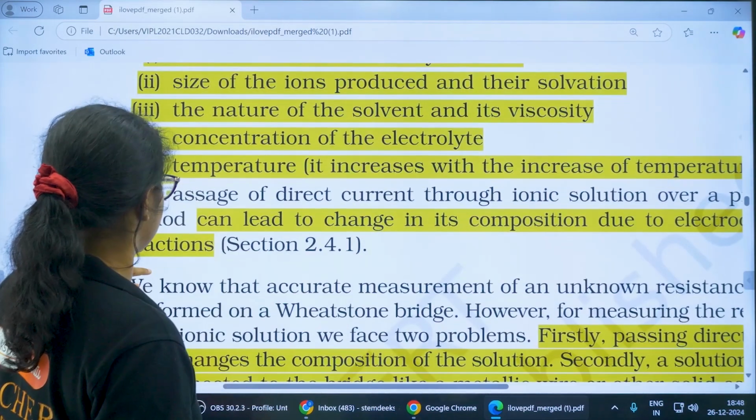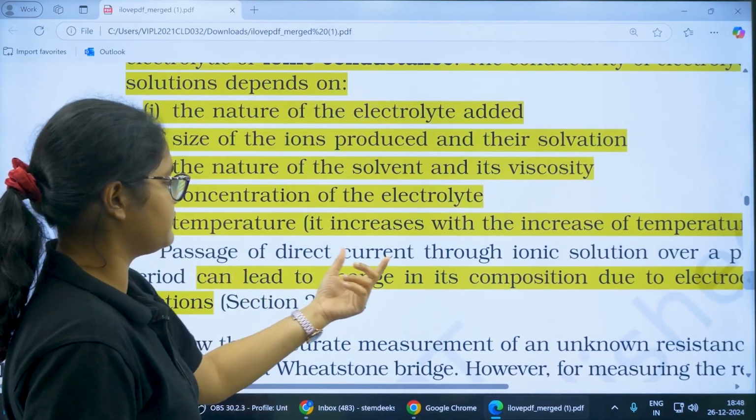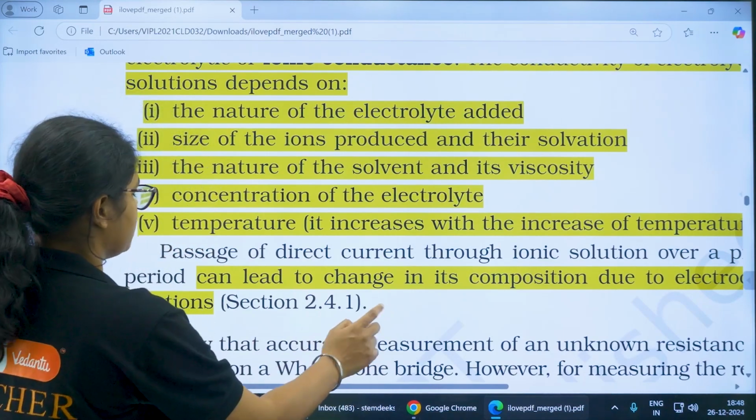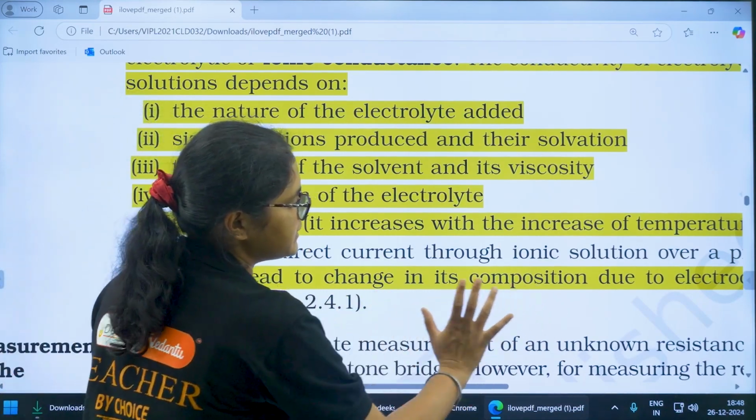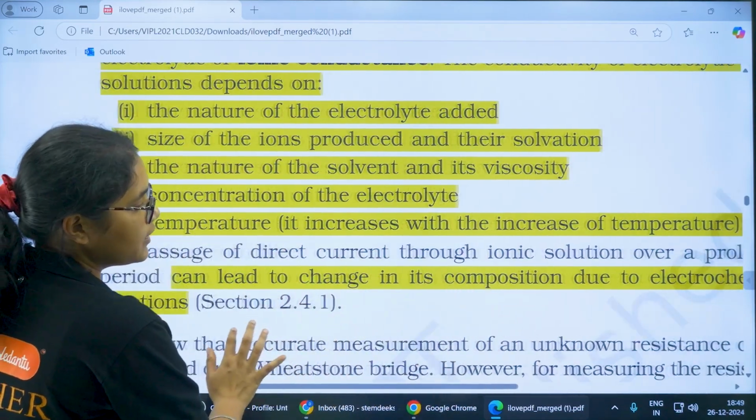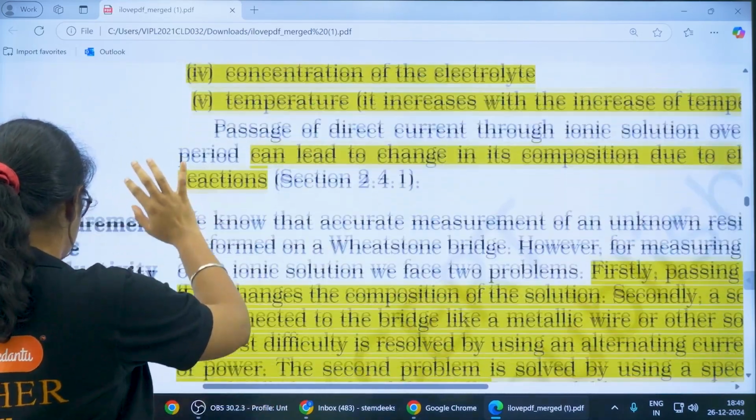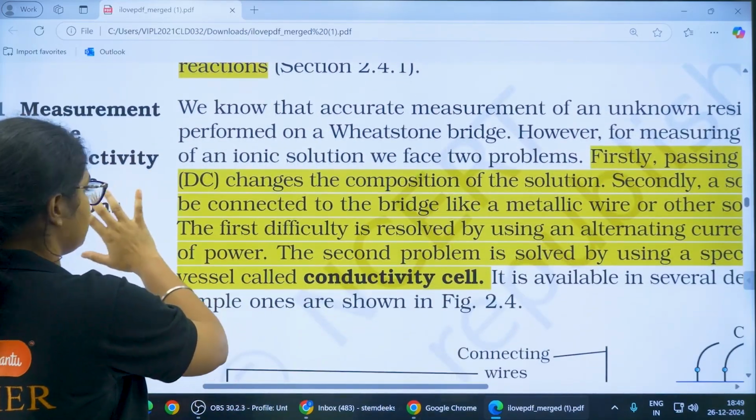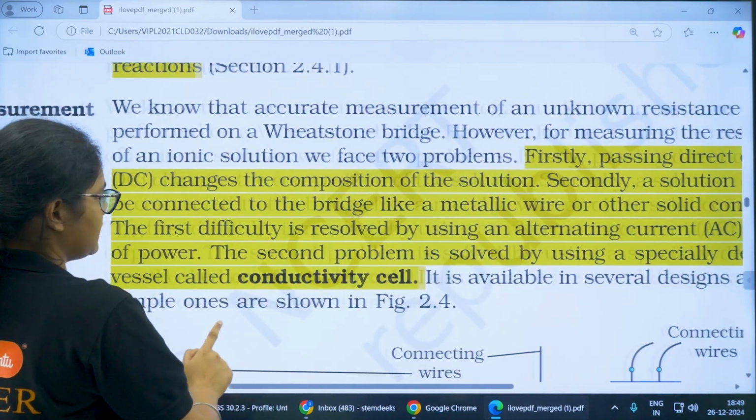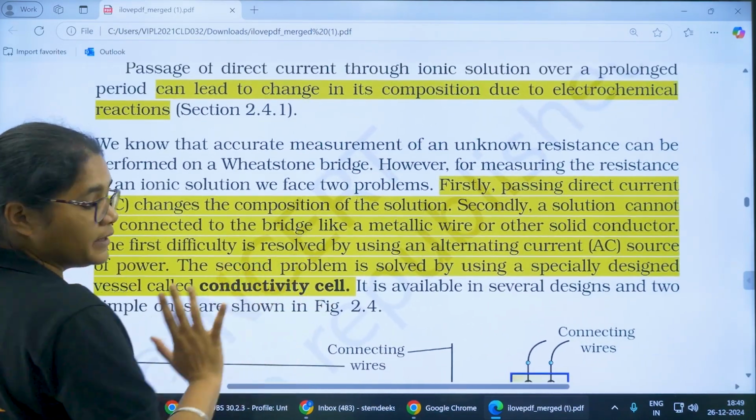Next we have something here: the passage of direct current through an ionic solution over a period of time can lead to a change in its composition due to electrochemical reactions. Next is very important: measurement of ionic conductivity of ionic solution. This is a very, very important question that is there in your blueprint also.